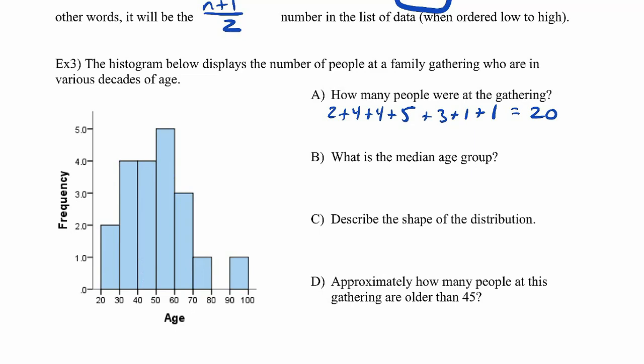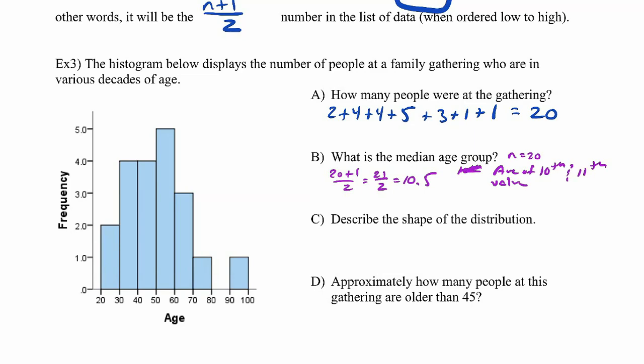Well, what do we have? We have 2 people in their 20s, 4 people in their 30s, and so on. But let's use the formula. We know there are 20 people in the group total, so n is 20. So 20 plus 1 over 2 is 21 divided by 2. That gives me 10.5. So what does that tell us? It tells us that the median is going to be between the 10th and 11th person in the frequency. Actually, I should say it's the average of the 10th and the 11th value.